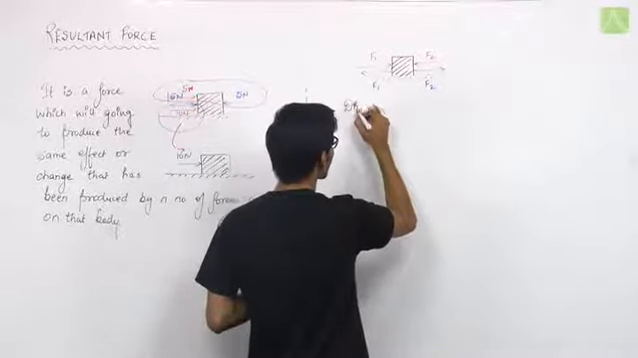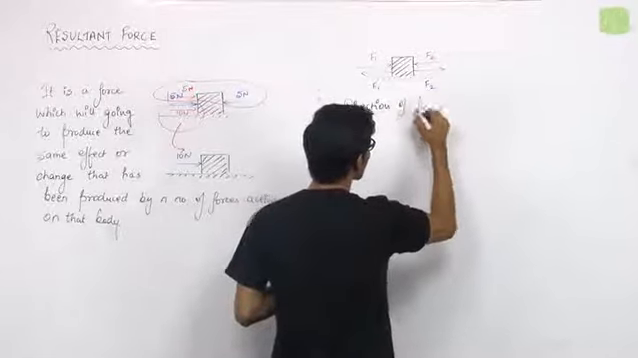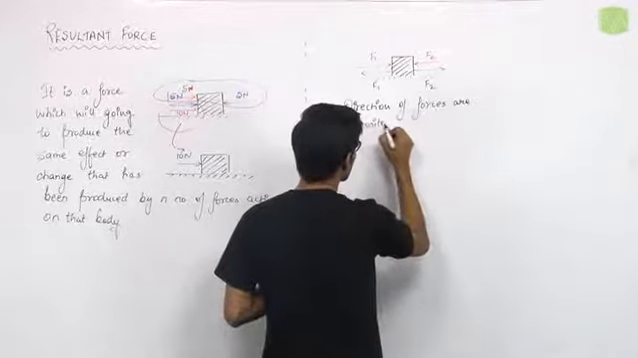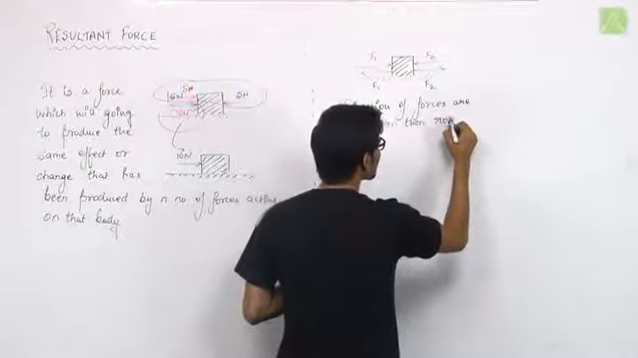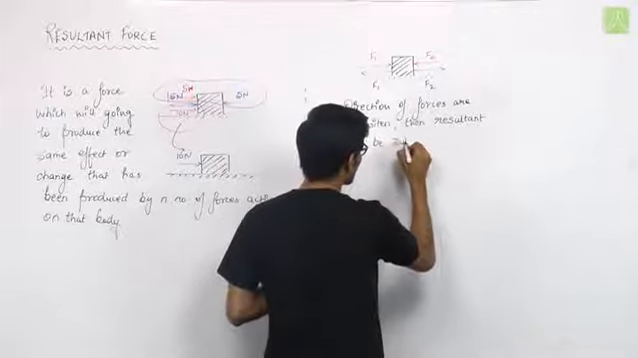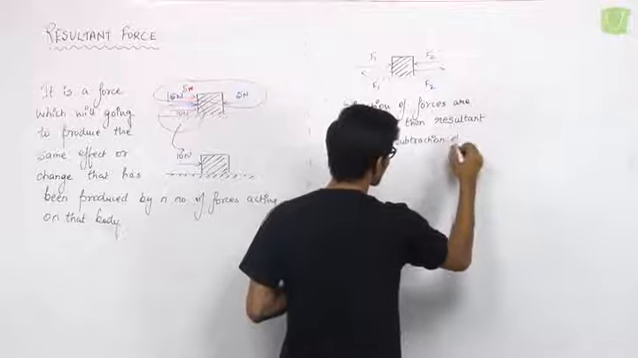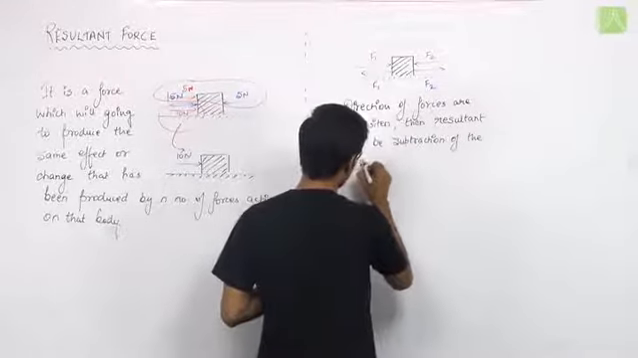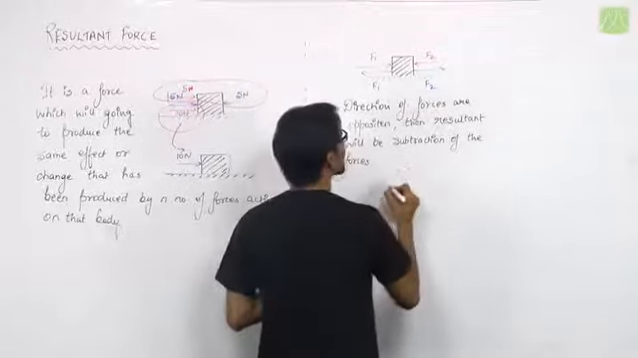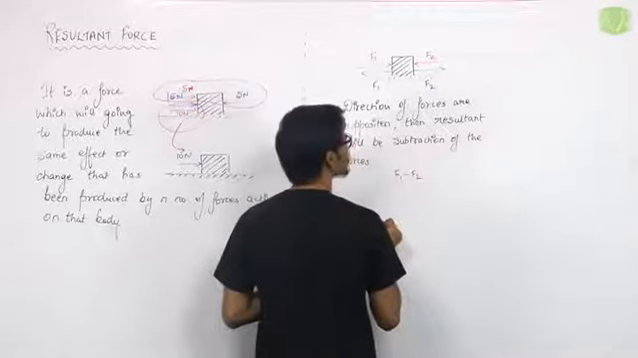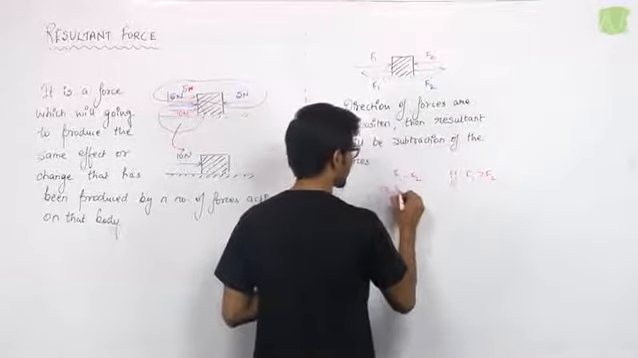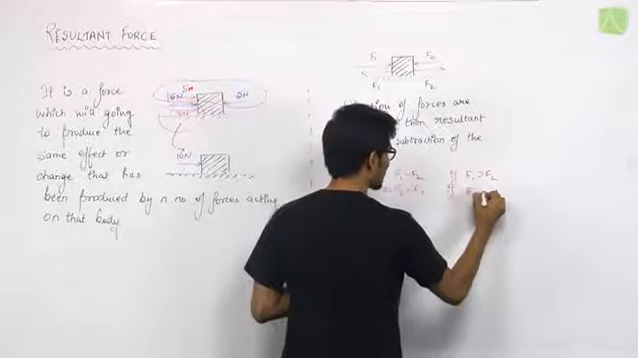Means if the direction of forces are opposite, then the resultant will be the subtraction of the forces. What will be the resultant? It will be F1 minus F2 if F1 is greater than F2, or F2 minus F1 if F2 is greater than F1.